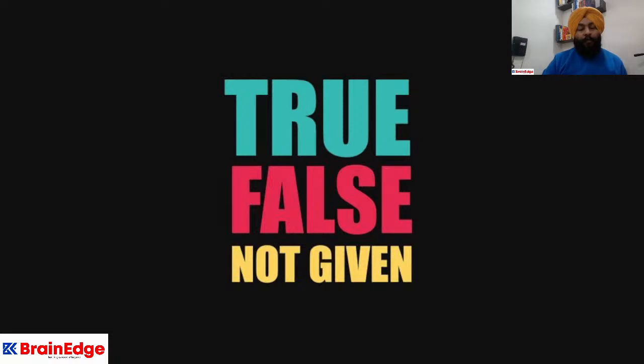A basic thing which a lot of students find difficult is True, False, Not Given. What is the actual way of doing True, False, Not Given? How to crack these questions? How to find the keywords? How to find the location?